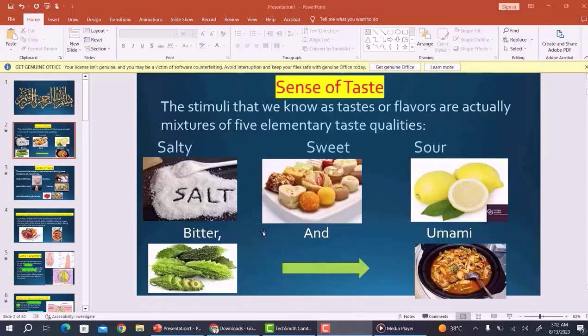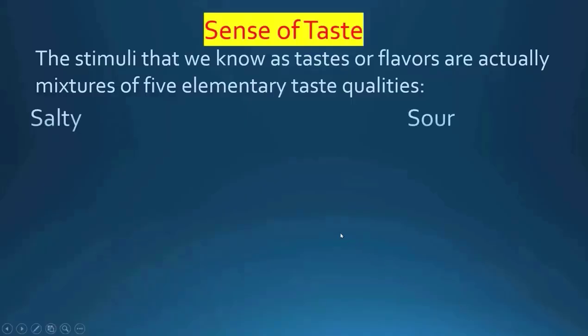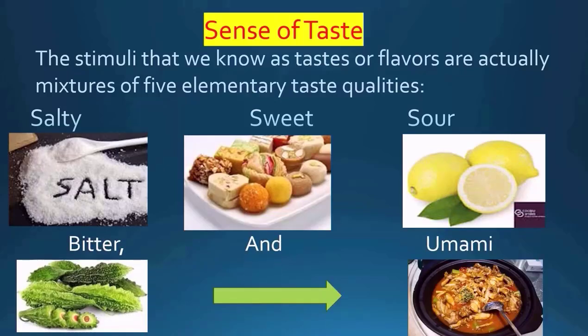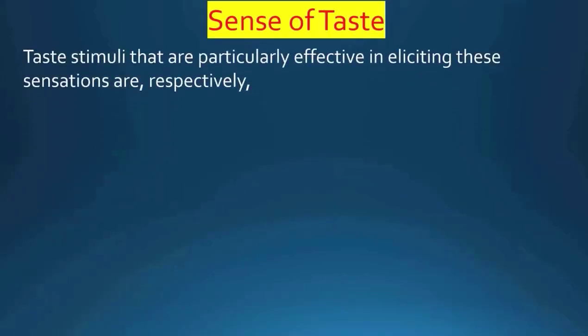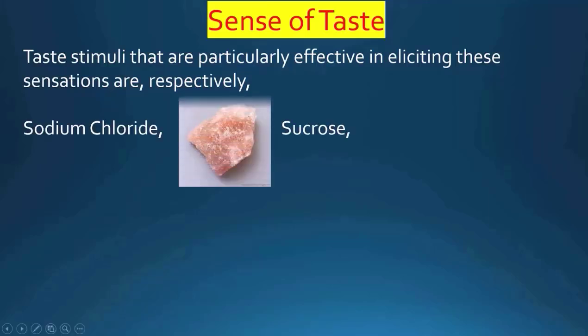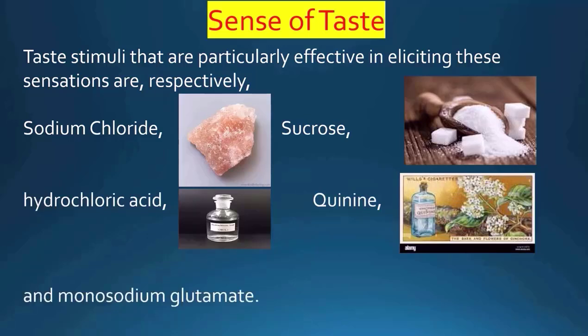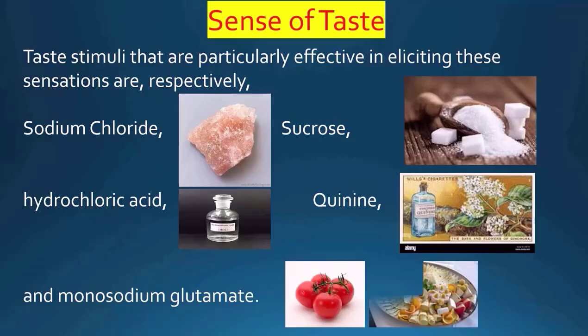Today's lecture is related with sense of taste. The stimuli that we know as taste or flavor are actually a mixture of 5 elementary taste qualities: salt, sweet, sour, bitter, and yummy. Taste stimuli that are particularly effective in eliciting these sensations are respectively sodium chloride, sucrose, hydrochloric acid, quinine, and monosodium glutamate, which is present in tomato and cheese.